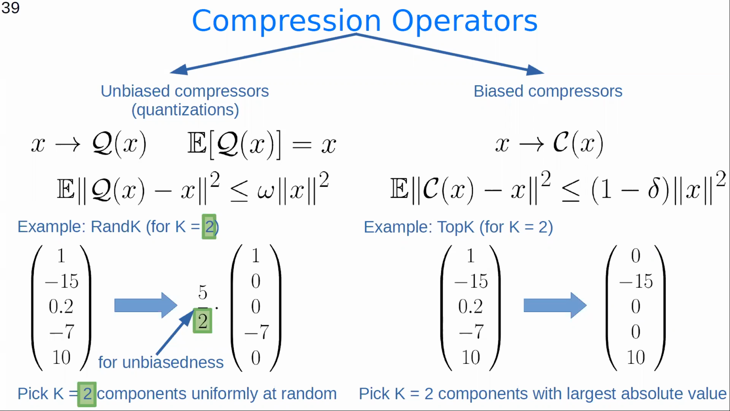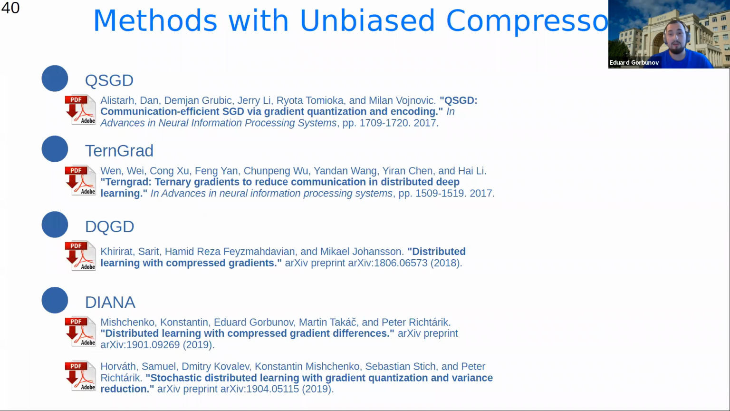Okay. So what can we do with these compressors? For example, with unbiased compressors, we can run the same parallel SGD, but instead of sending the stochastic gradients, we will send a quantized version of them. And this is essentially QSGD and similar approaches like TernGrad and DQGD.